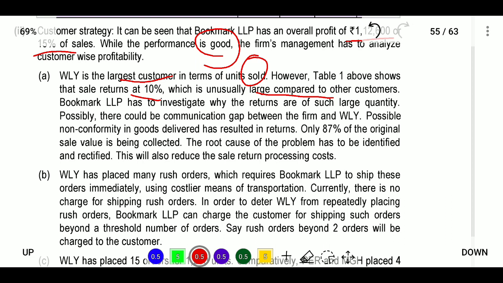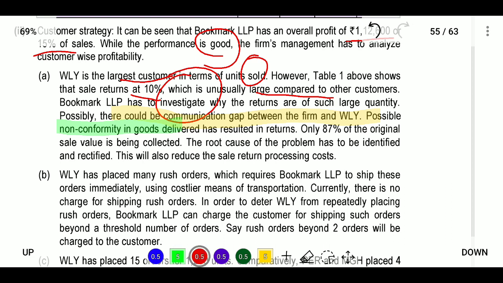So what is the reason? We will investigate why the returns are such a large quantity. There could be a communication gap between the firm and WLY, because he is ordering one item and we are sending another item. Because of that communication gap we may get the returns. So we will investigate the reason for that, and then we will get conformity. When you are sending the goods, we must confirm. There is a possibility of non-conforming goods being returned, which is why we are getting these results.